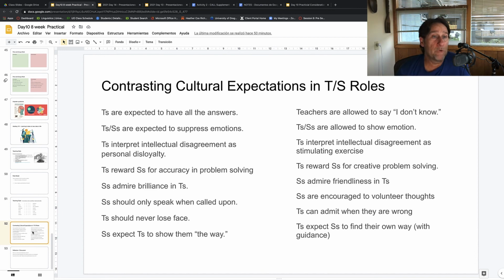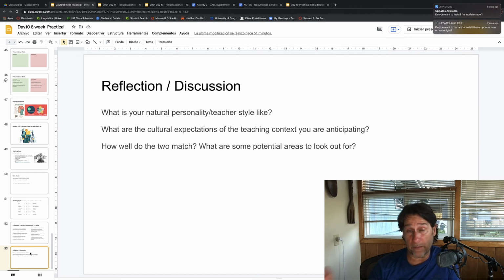So, for example, on the left are some teacher role expectations. Teachers are expected to have all the answers, versus on the right, teachers are allowed to say, "I don't know." So, which one fits? Teachers and students are expected to suppress their emotions, maybe in some cultures, versus teachers and students are allowed to show emotion in the classroom. And so you can go down this list and see. So it's not just that there's one way to be, but particularly if you end up teaching overseas, in a new culture, there may be different cultural expectations than what you feel most comfortable doing, or the role models that you've had in the past that you really liked may not work in that situation. You might have to adapt.